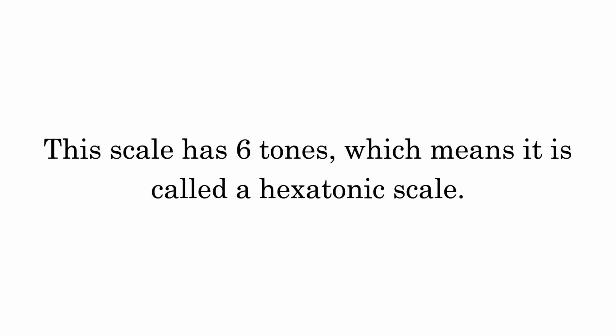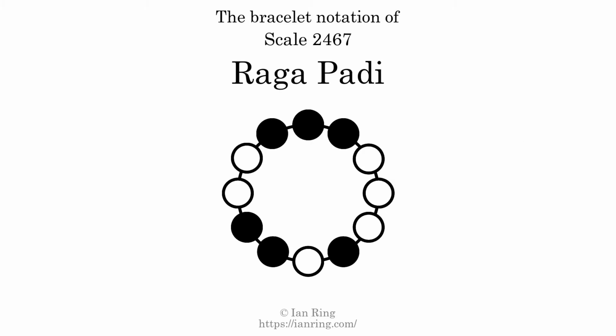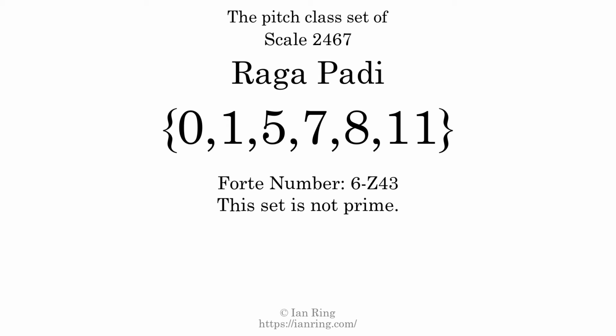This scale has 6 tones, which means it is called a hexatonic scale. This is a bracelet notation diagram of scale 2467. The shaded circles represent tones that appear in the scale, and they are read clockwise, starting at the top. The pitch class set for this scale is 0, 1, 5, 7, 8, 11.